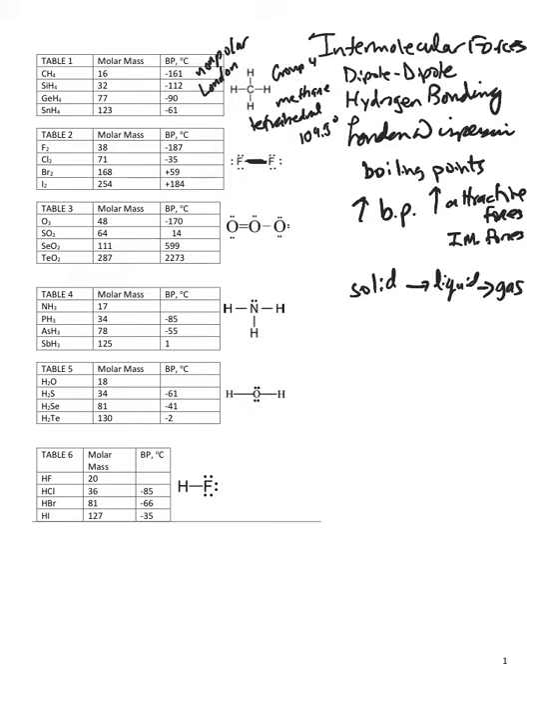are unevenly distributed, which causes partial charges to occur in the molecule, and those can induce partial charges in other molecules. So as the molecules get bigger, the electron cloud gets bigger, it's easier to distort, and the attractive forces will increase. And so as we go from fluorine to chlorine to bromine to iodine, we see the molar mass increasing, we see the boiling point increasing.